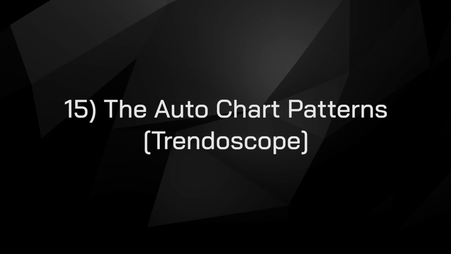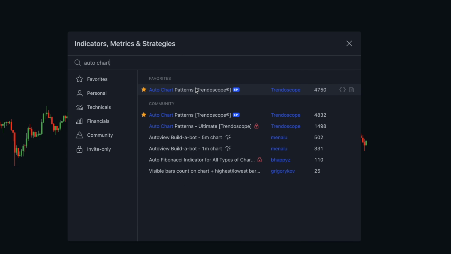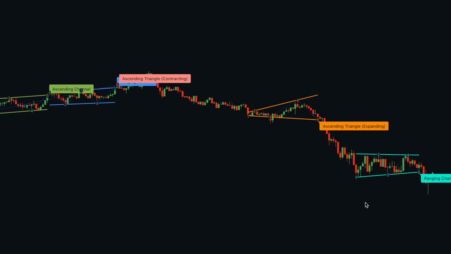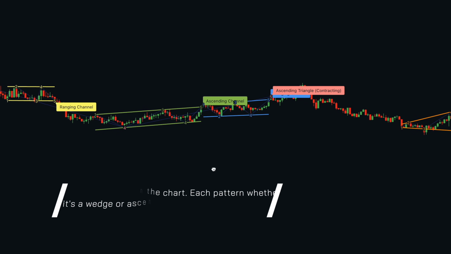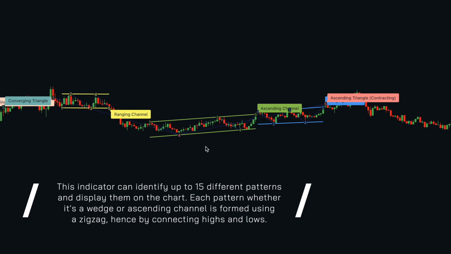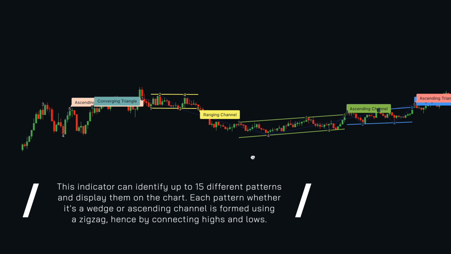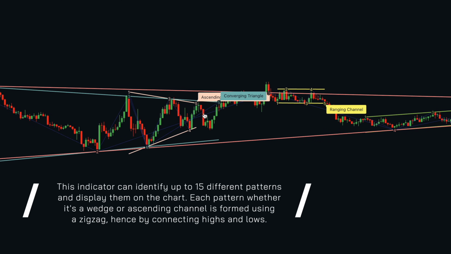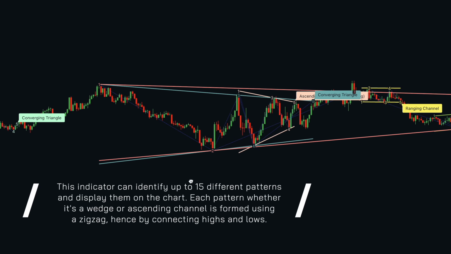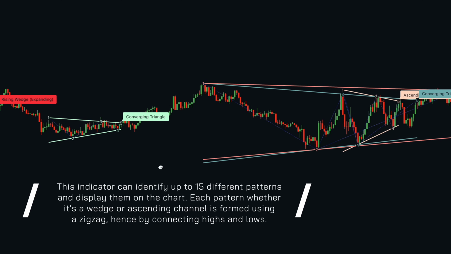The 15th indicator is called the Auto Chart Patterns by Trendoscope. This magic indicator will do all the heavy lifting for you in terms of identifying various price patterns. This indicator can identify up to 15 different patterns and display them on the chart. Each pattern, whether it's a wedge or ascending channel, is formed using a zigzag, hence by connecting highs and lows.